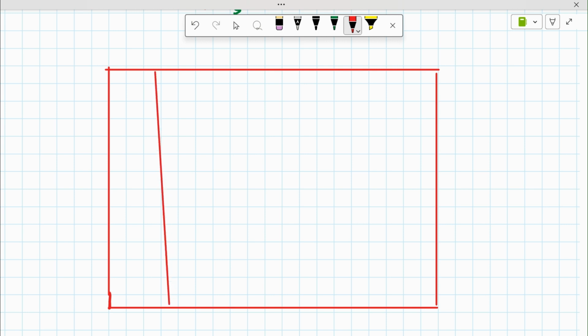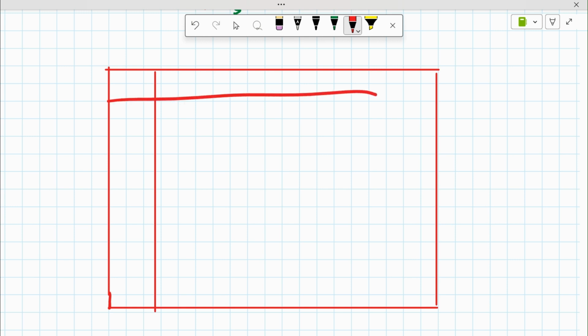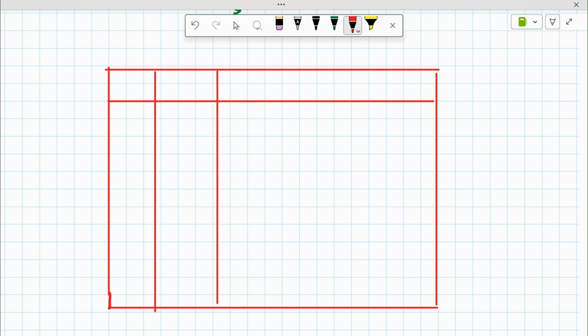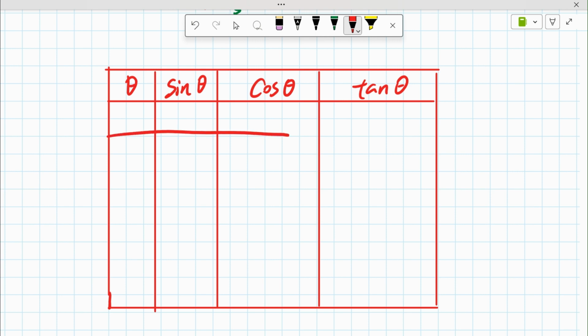First thing first, we create theta, sine, cosine, and tangent. Okay, so do that. Sorry, give me a minute. So sine theta, cosine theta, and tan theta. So that's theta. And then what we do is 0 degrees first. If we say 0 degrees or 0 radians, that means sine is 0, cosine is 1, and tangent is 0.